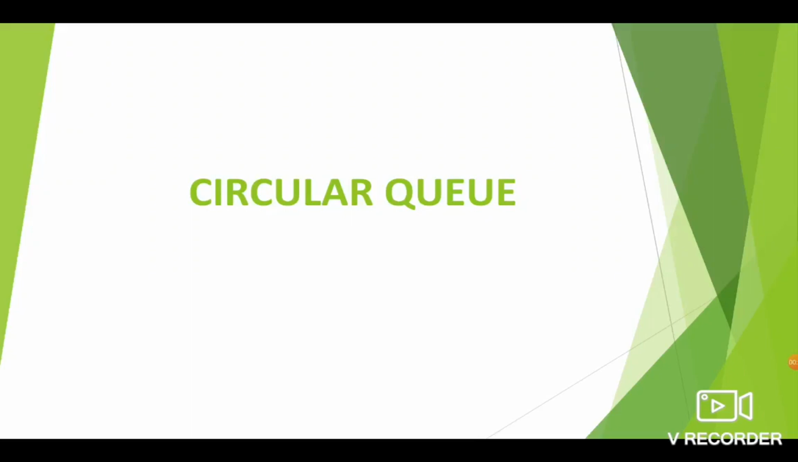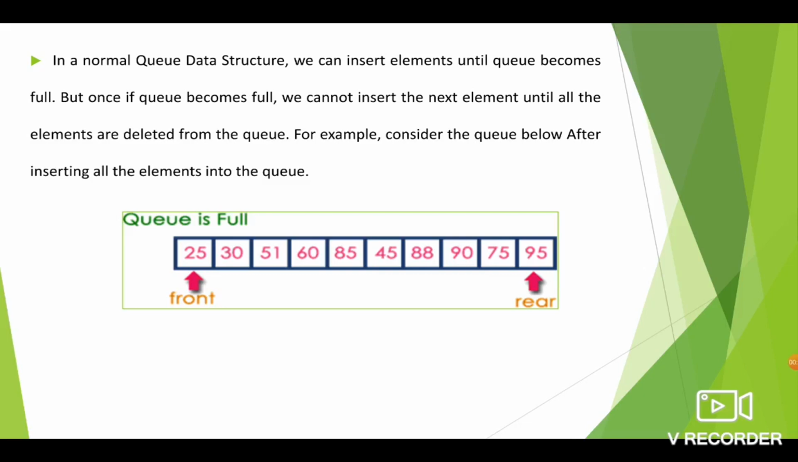Good morning, students. The topic is circular queue. So as we know, in a normal queue data structure, you can insert the elements until the queue becomes full. If the queue is full, then you cannot insert the next element until all the elements are deleted from the queue. Note the point: until all the elements are deleted from the queue, you cannot insert the next element. Okay. If the queue is full.